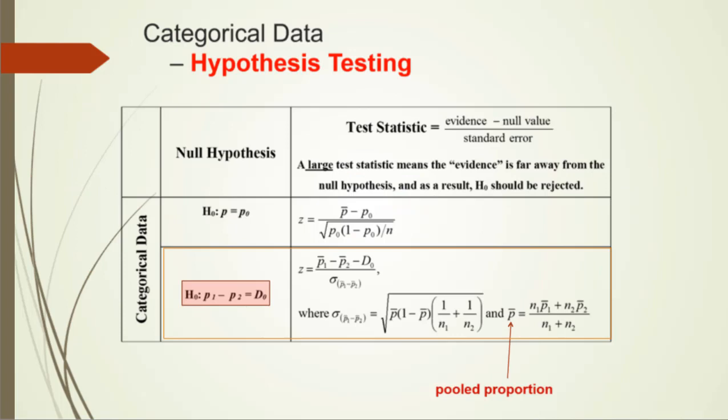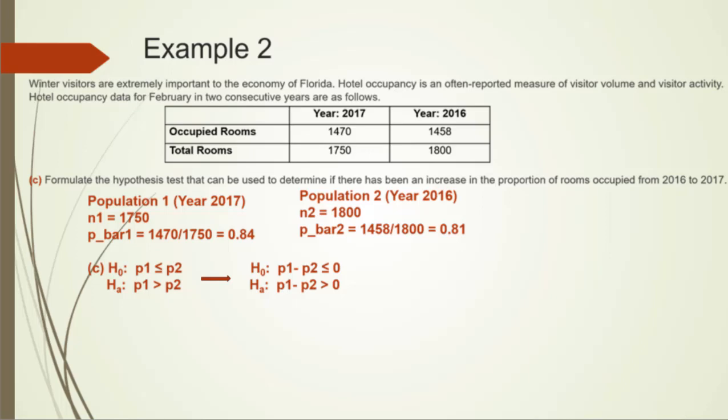To be able to use the formula in the table, we would have to present the relationship between P1 and P2 in terms of their difference, that is P1 minus P2. We change the null and alternative statements to their difference. P1 is more than P2 becomes P1 minus P2 is more than 0.